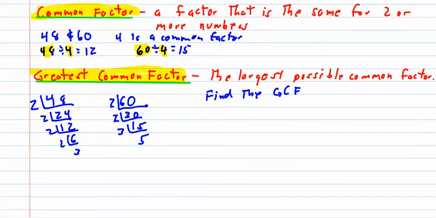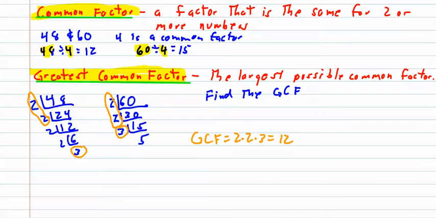I then look for the numbers that are common. I have 2 2's, and I have 2 2's over here. I don't circle this third one because I don't have a third one over here. I have a 3 on both sides. I circle that. My greatest common factor then equals 2 times 2 times 3, or 12.